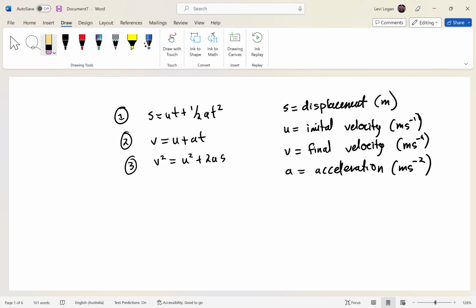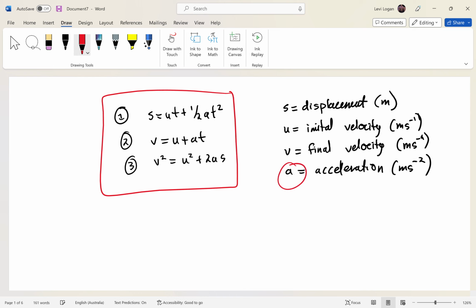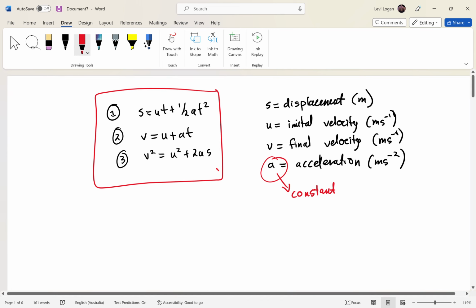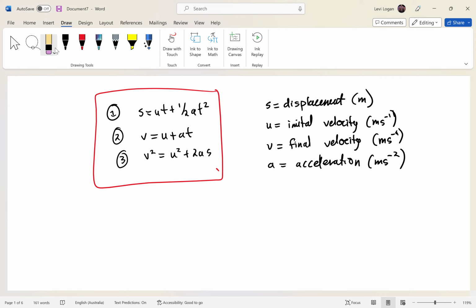Okay. So these equations apply to motion where acceleration is constant, meaning the acceleration isn't changing. An object is either accelerating at a constant rate, or decelerating at a constant rate. Its velocity can be changing because acceleration is the change of velocity with respect to time. So these are the three equations we'll be using in this video, and this is what each of the letters mean.